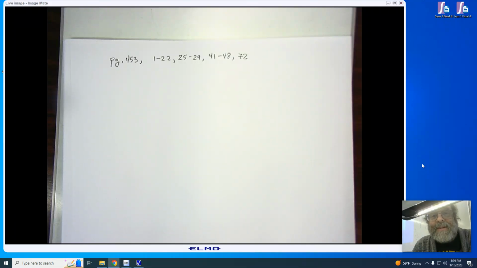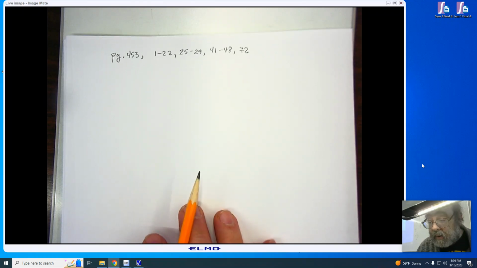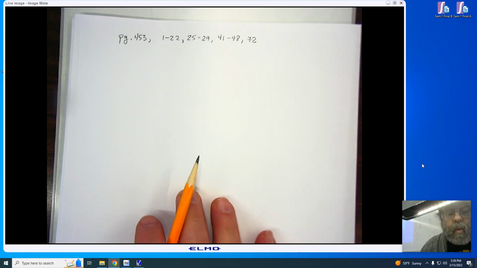We're going to be taking a look at assignment number 12, which is found on page 453, numbers 1 through 22, 25 through 29, 41 through 48, and number 72. This is on the washer and disk method and perpendicular cross sections. So we're going to start with number 1.